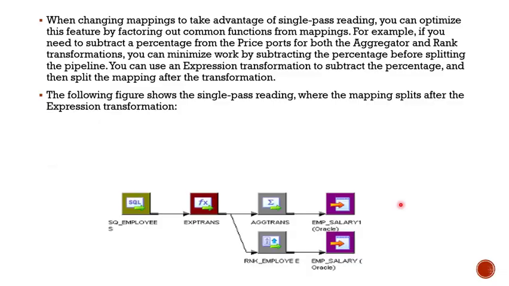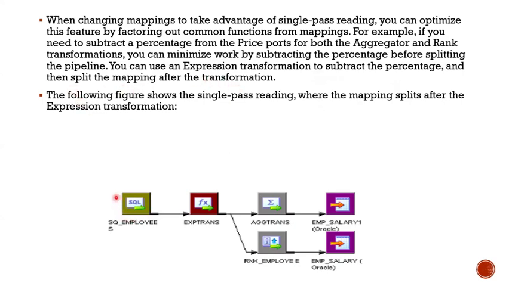Here, when changing the mapping logic to take advantage of single pass reading, what is the advantage of this? You can optimize this feature by factoring out common functions from the mapping. For example, if you need to subtract a percentage from the price port for retail, and the price port is used for the aggregation mapping transformation, you can minimize work by subtracting the percentage before splitting the pipeline. You can use an expression transformation to subtract the percentage, then split the mapping after the transformation.